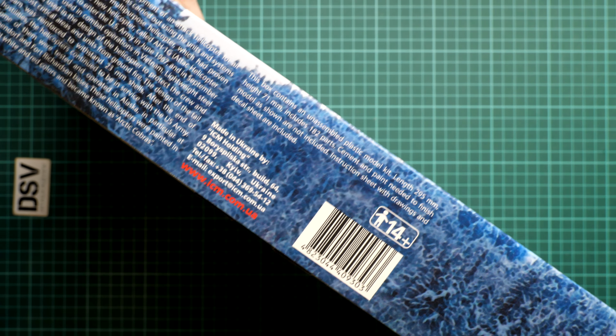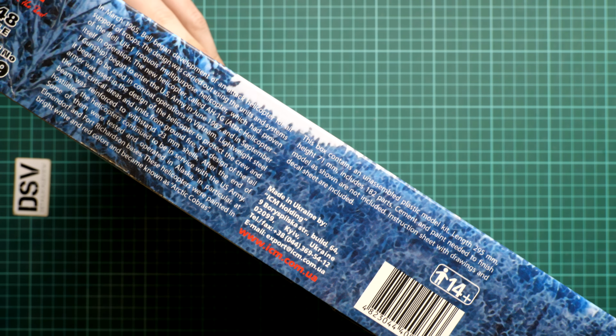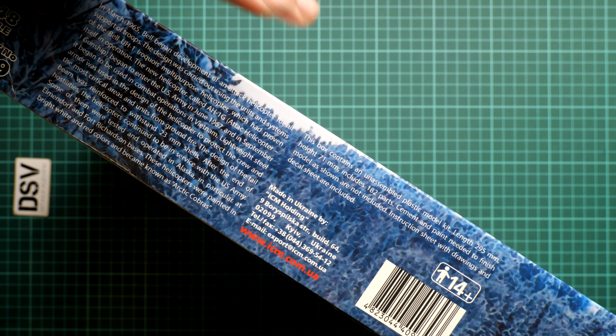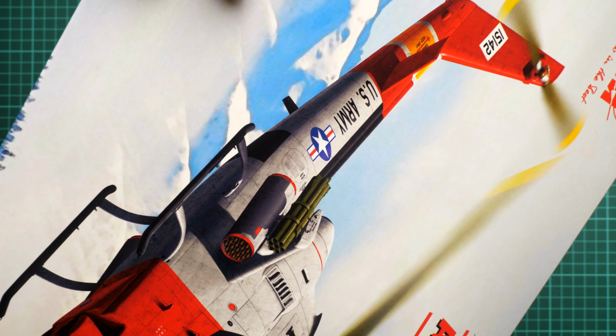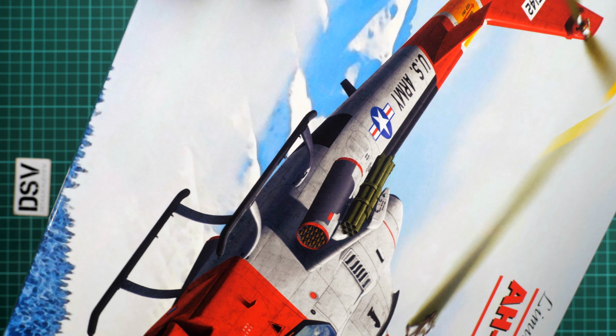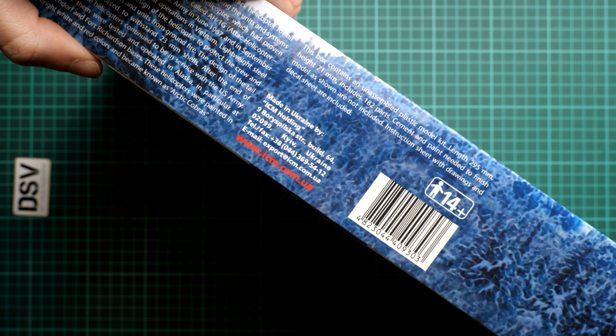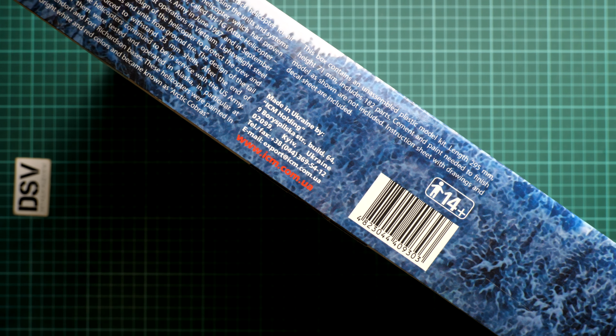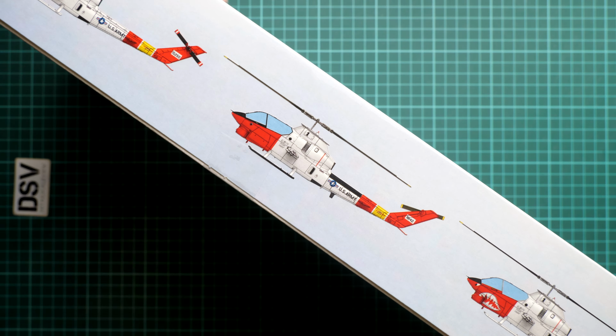Next, on the side here, we have also some information about the real subject and also about the kit. So I will just check it for a second. We have 182 parts, and the length of the finished model will be 295 millimeters. While on the opposite side, you can see three marking options which are included here.